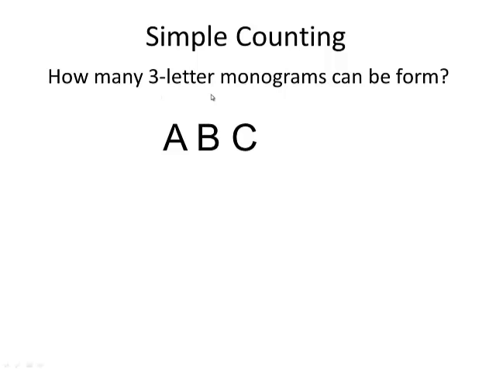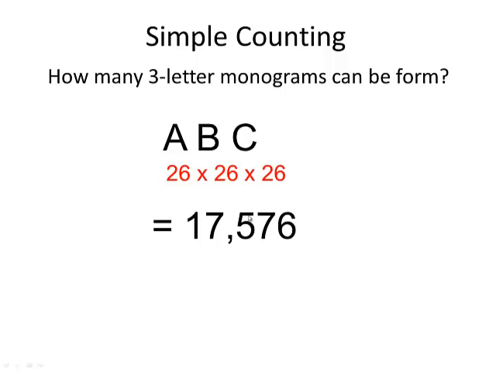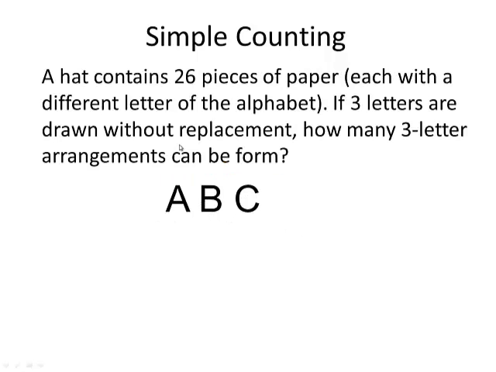How many 3-letter monograms can be formed, like A, B, and C? So, how many choices do you have for the first position? 26. And how many choices in the second position? 26 and 26. So, since they can repeat, we'll have 26 times 26 times 26. That gives me 17,576 different monograms that can be formed.